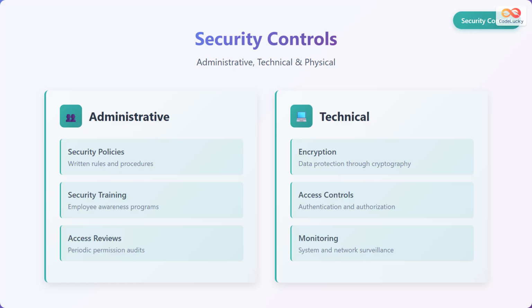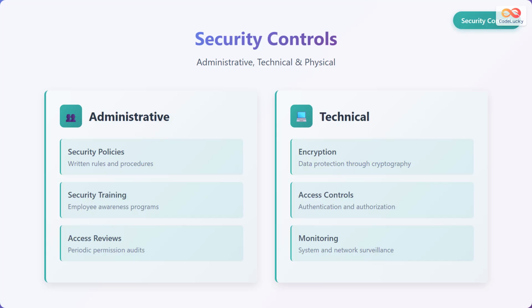Security controls provide the mechanisms organizations use to protect their assets and can be categorized into 3 main types. Administrative controls involve people and processes that govern security practices. Security policies establish written rules and procedures that define acceptable behavior and security requirements throughout the organization.